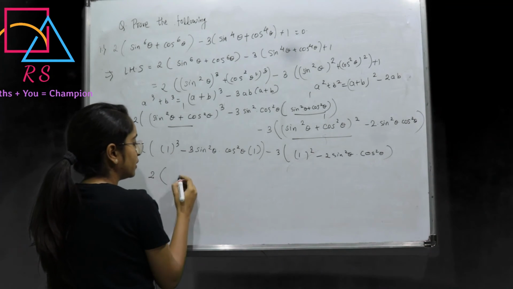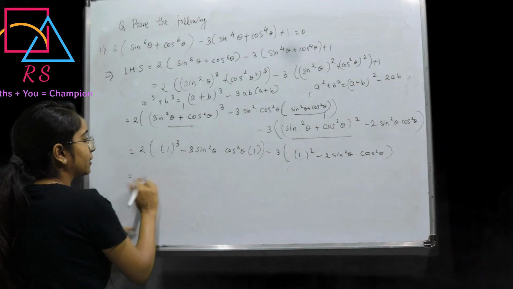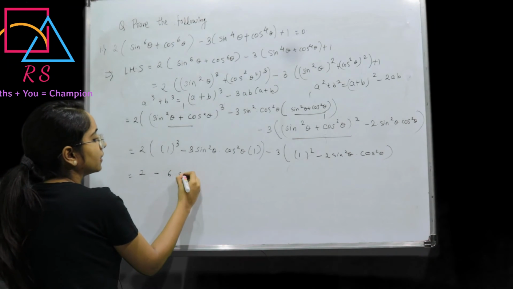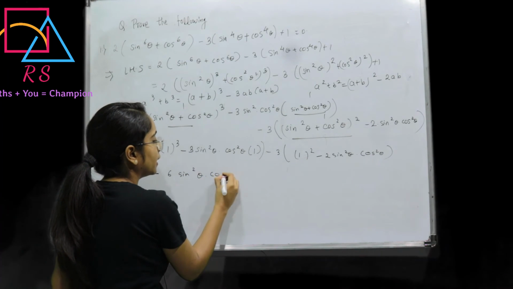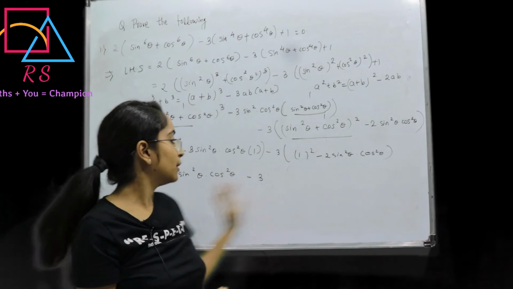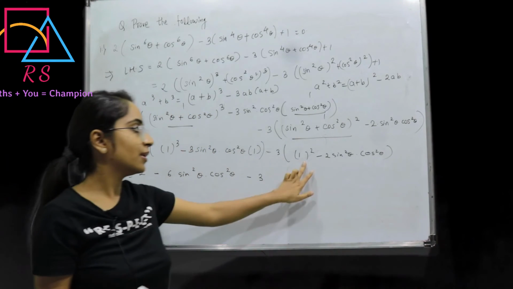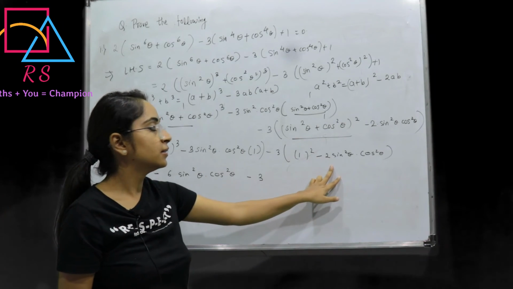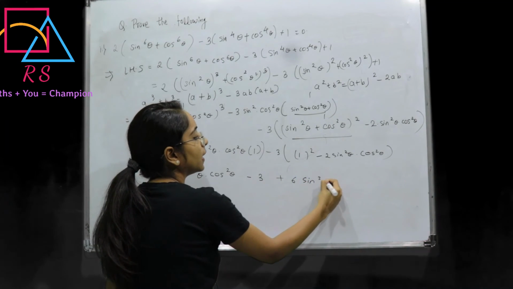So here I'll further open the brackets and I'll just multiply also. So 1 cube is 1. So first I'll multiply 2 into 1 is 2, minus 6. 2 into 3 sine square theta and cos square theta is 6 sine square theta and cos square theta, minus 3 into 1 square is 1, so 3 into 1 is 3. I am just opening the bracket. Minus 3 and minus 2 sine square theta cos square theta is plus 6 sine square theta and cos square theta.